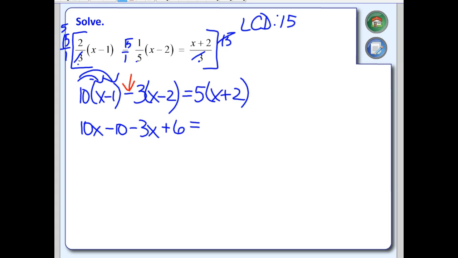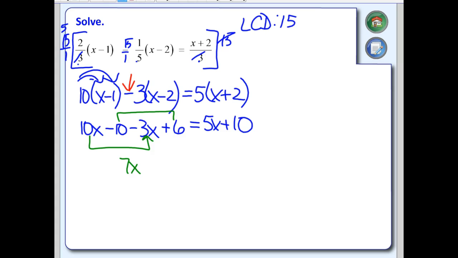Now we got to do the distributive property on the back side of my equal sign. So we've got 5x plus 10. Who thinks they know what we do next? Yeah, that's right. We're going to combine like terms. So we have, I'll get a different color, 10x and negative 3x gives me 7x. And then when I combine my constant terms, yeah, we've got negative 10 and positive 6.